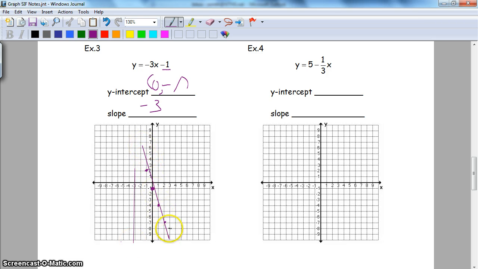And draw your line, looking like that. It's a negative slope, so it's going down.